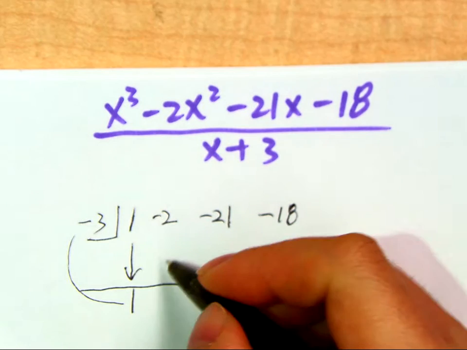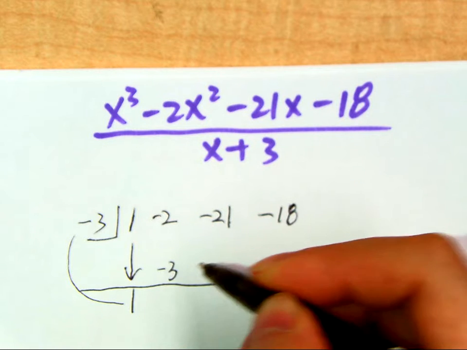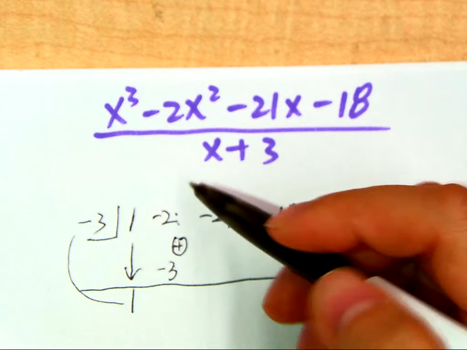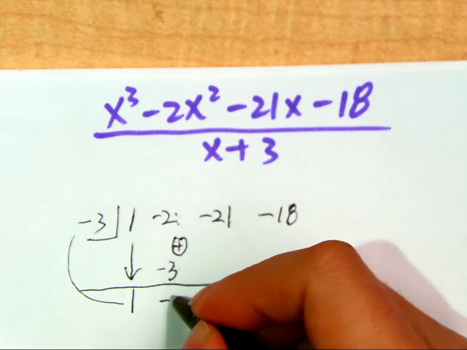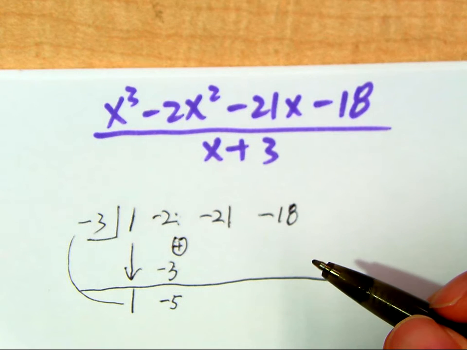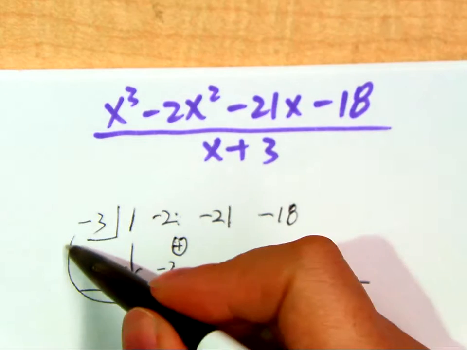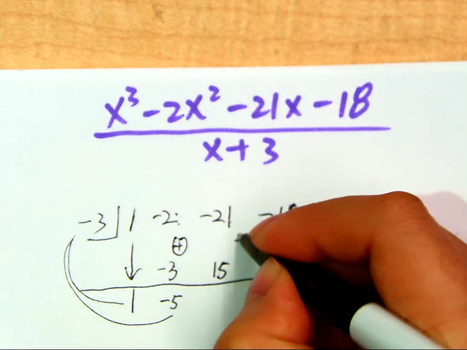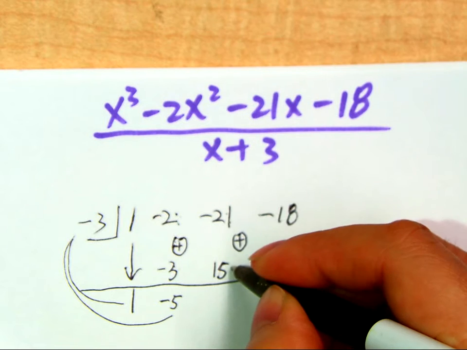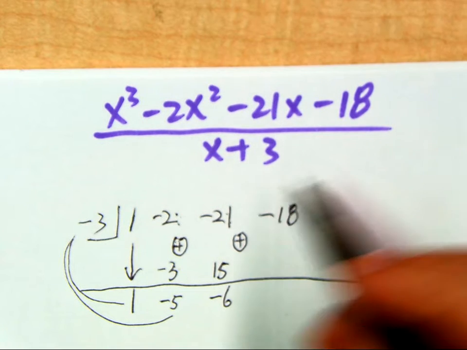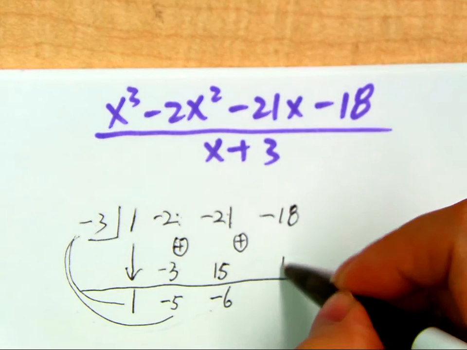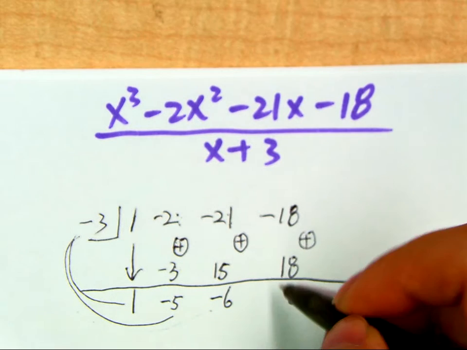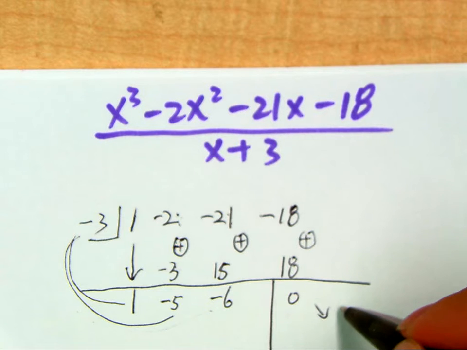Negative 3 times 1 is negative 3, so write down negative 3 here. Then do addition between these two numbers: negative 2 plus negative 3 is negative 5. After this, you just repeat what you just did. Negative 3 times negative 5 is 15. Add these two numbers again, which gives you negative 6. Then multiply again, which gives you 18. Then we add these two numbers, which is 0. We call the last number the remainder.